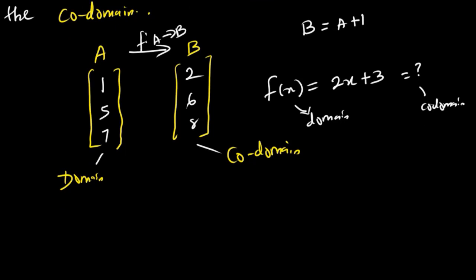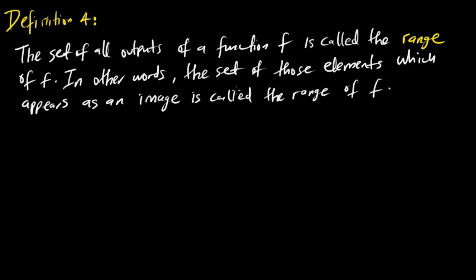So now let's look at another example. In this definition, we are going to be looking at the concept of the range, and we have this defined as the set of all outputs of a function f is called the range of f. In other words, the set of those elements which appear as an image is called the range of f. There is usually some misconception between range and codomain.